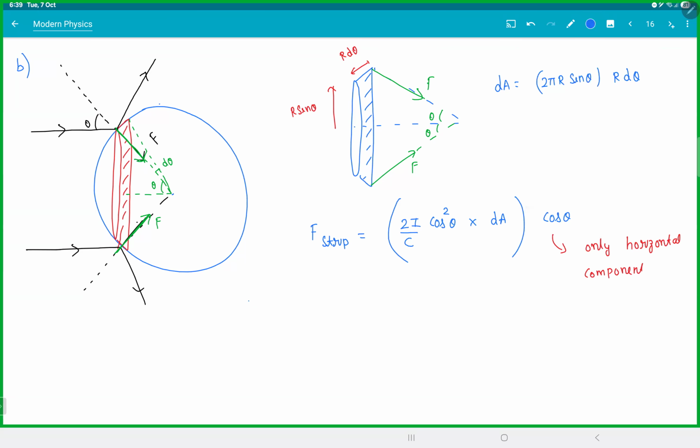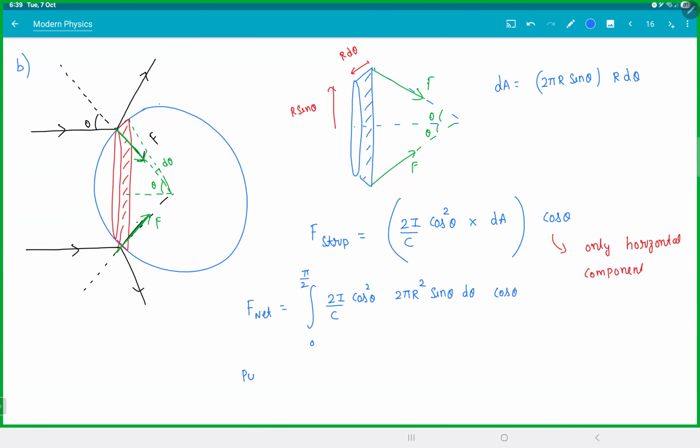So the total force on the sphere will be the integral of 2I by c cos square theta dA, where dA is 2 pi r square sine theta d theta, times cos theta. And the theta limits will go from 0 to 90, because when you go to 90, you reach the top part. You don't take the right side.